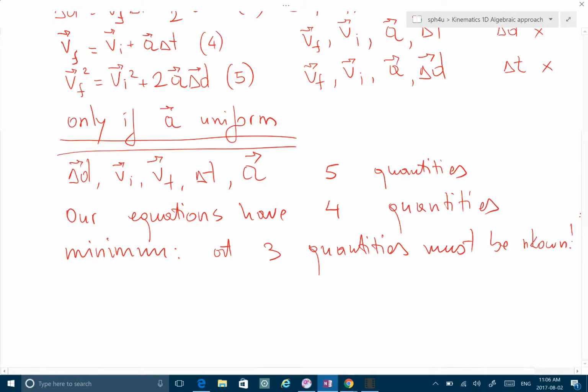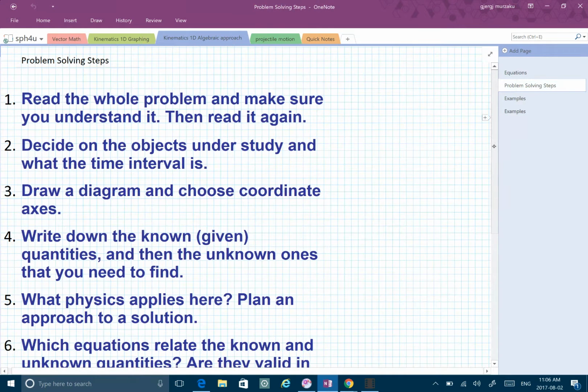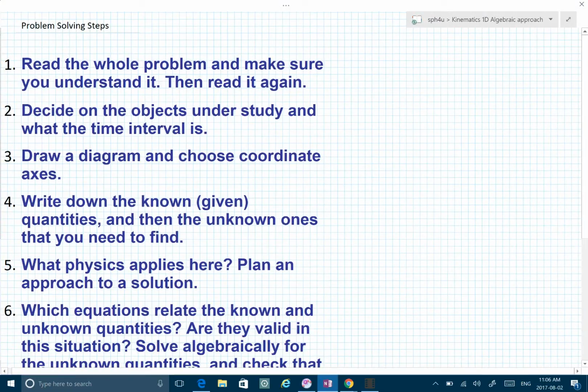So let's try to solve the first one. Before we solve them, let's go through the steps. So here is usually what we do when we solve a problem. We read, all right? We understand what the question is asking us. We are able to visualize, right? If we do that, then we're good. We have to decide on the object or objects that we're studying and what the time intervals are, right? If we do that, then we're good.